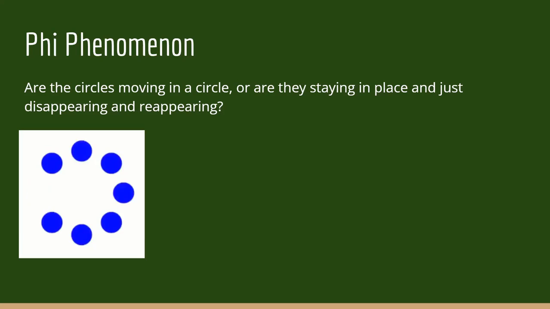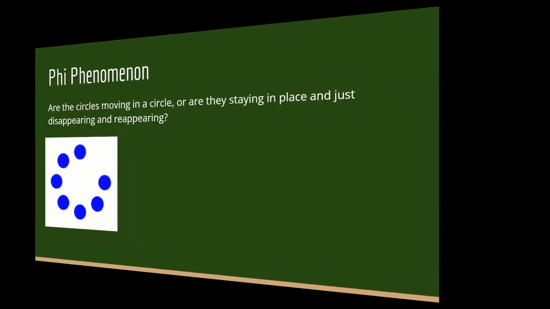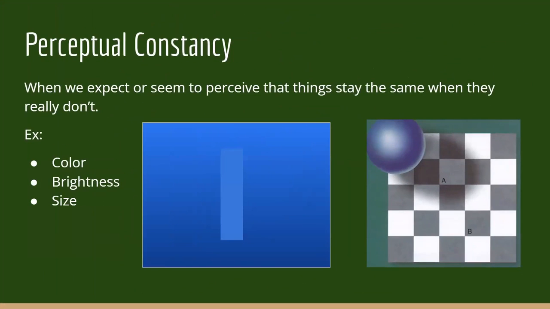Well, it might look to you like there's a white thing that's moving, but really what it is is that a circle is disappearing really quickly. That's phi phenomenon, when it looks like something's moving, but it's really just something flashing. Okay, perceptual constancies. This is just when we seem to think things are the same when they're not.